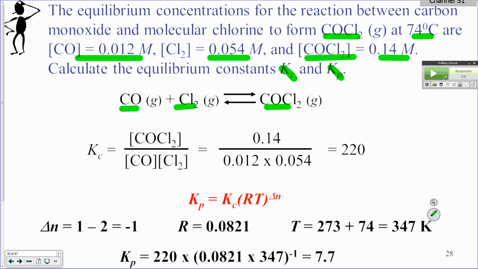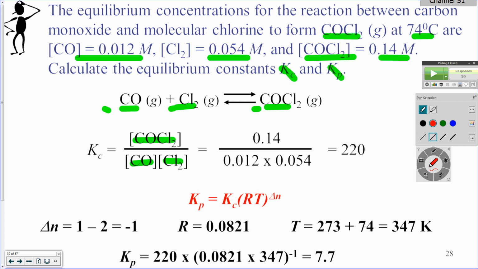K sub C is products over reactants. So it's the concentration of the COCl2 divided by the concentration of the CO and the concentration of the Cl2. Everything's to the one stoichiometry, so nothing's raised to a higher power. Okay, so all I have to do is plug in those various concentrations.